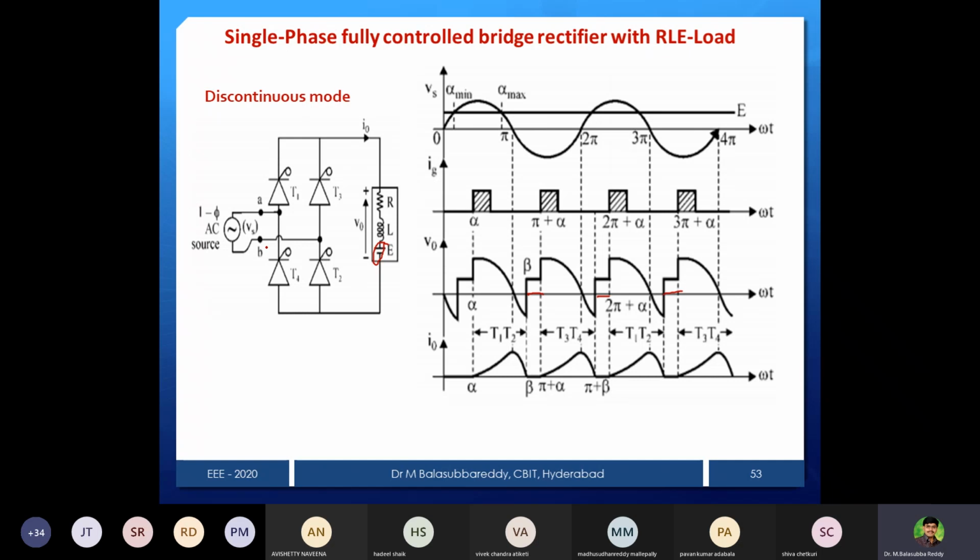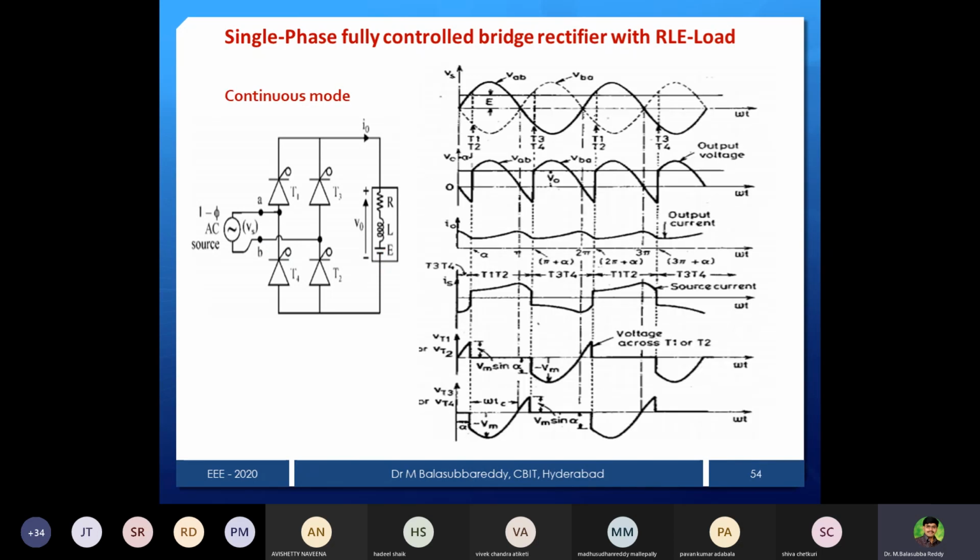One thing is, I will say that first R load: start with alpha, end with pi. That's it. And then RL load: start with alpha, end with pi plus alpha for continuous, or beta for discontinuous. That's it. And RLE load, wherever there is a gap, you make it the source voltage. I mean, whatever battery voltage is there, that magnitude will remain on the load side. And RL with freewheeling diode, it won't go negative. Start with alpha and end with pi. That's all the fixed logic for all the controllers with different loads.